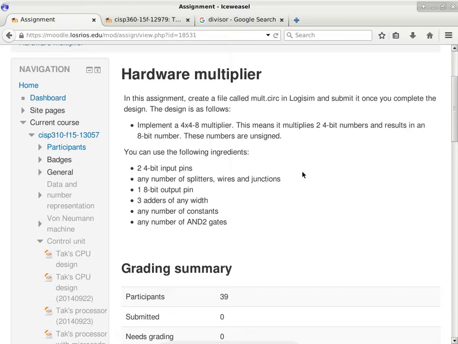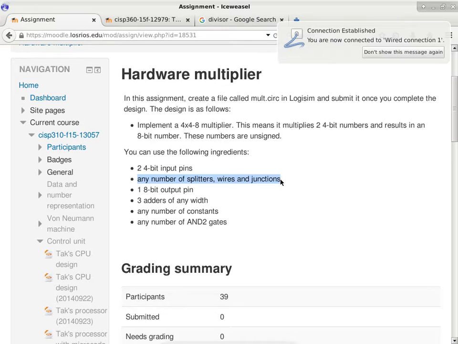So what you can use is listed here. These are the ingredients. You can use two 4-bit input pins. I think that part is fairly easy to understand. Any number of splitters, wires, and junctions. A junction is basically a dot. It connects one wire to another wire. So any interconnection using wires and splitters and whatnot is okay.